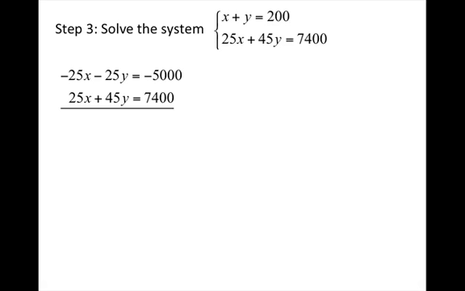Then rewrite your second equation, 25x plus 45y equals 7,400. Now if I add these equations together, my x's will eliminate. And negative 25y plus 45y gives me 20y. And negative 5,000 plus 7,400 gives me 2,400. If I divide each side by 20, I end up with y equals 120.